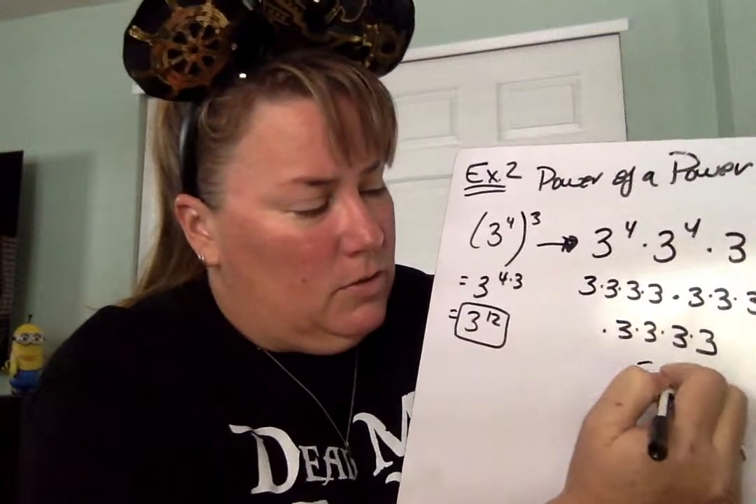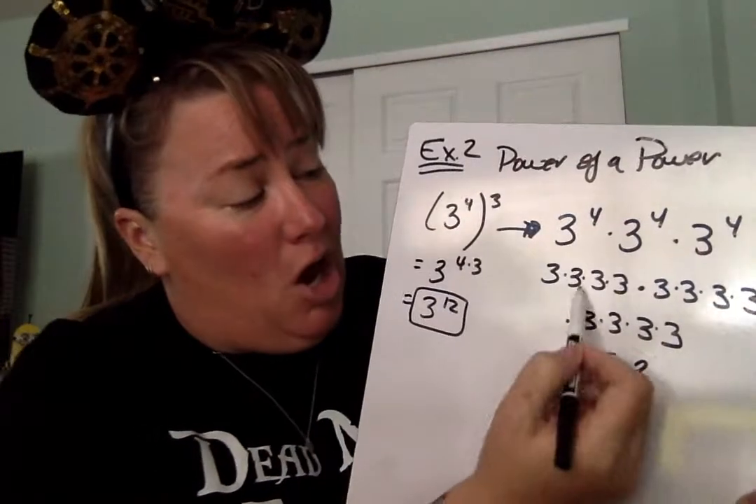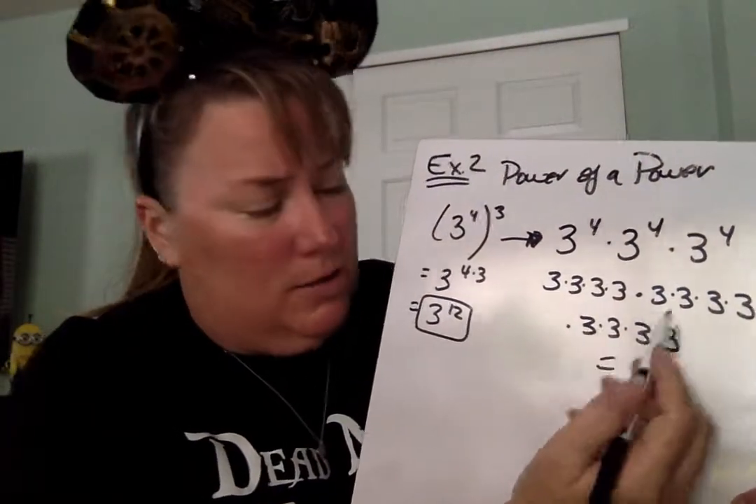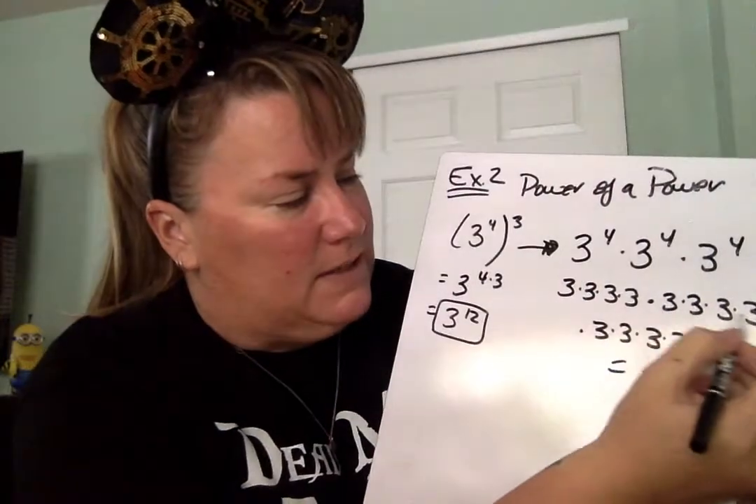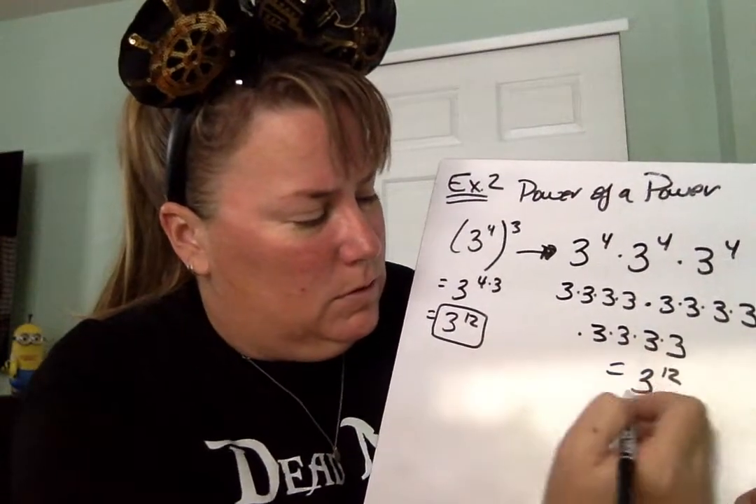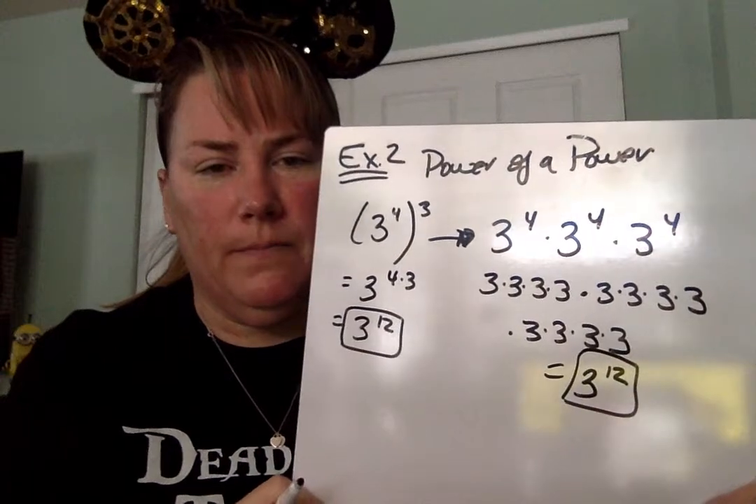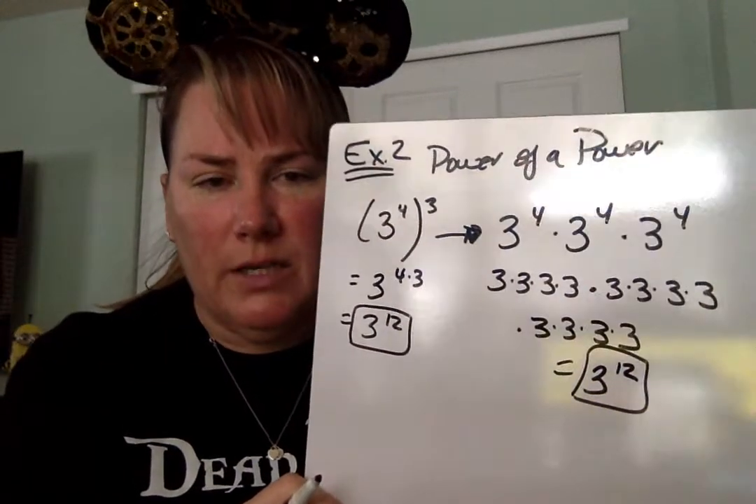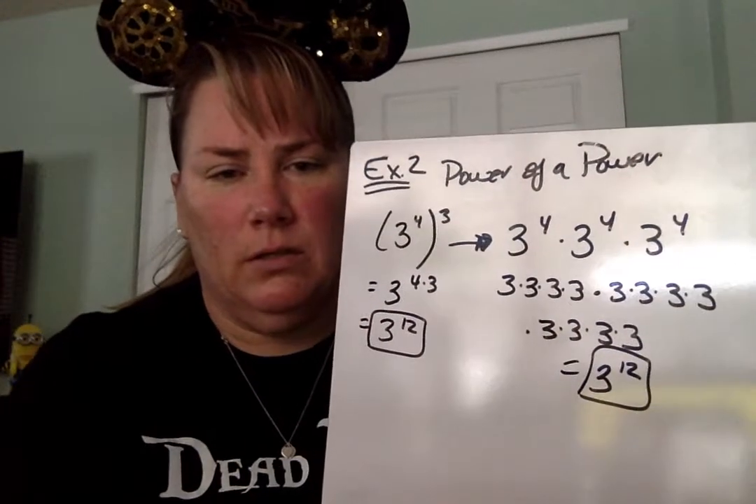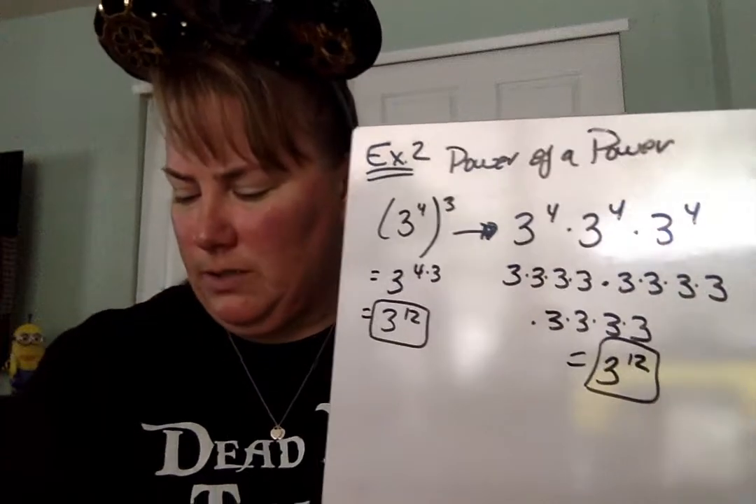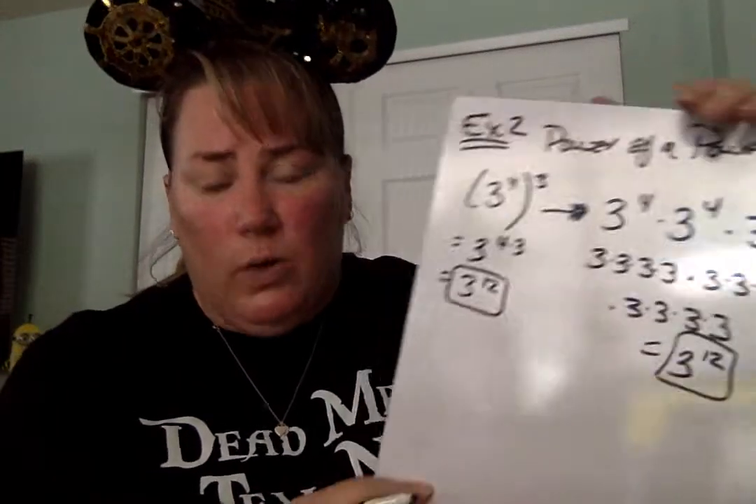What is the base? 3. How many times is it being multiplied? 12. Count on: 1, 2, 3, 4, 5, 6, 7, 8, 9, 10, 11, 12. There you go. So it really doesn't matter how you do this. You can just expand it all. All right? Same thing with variables.